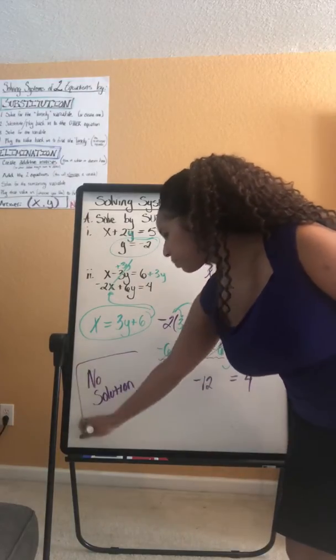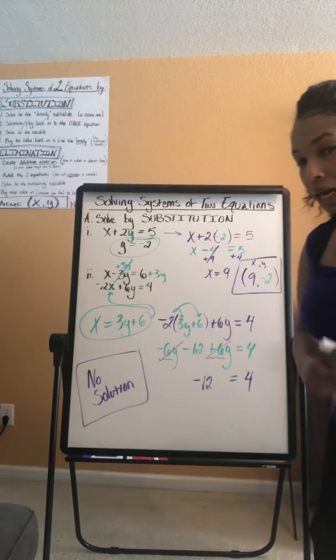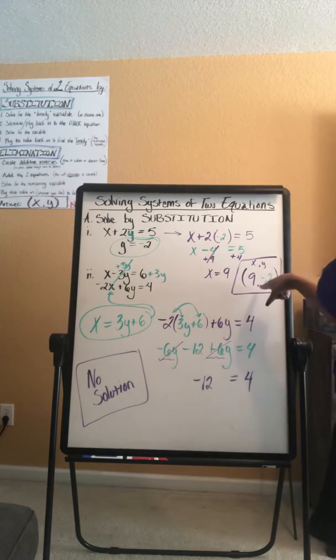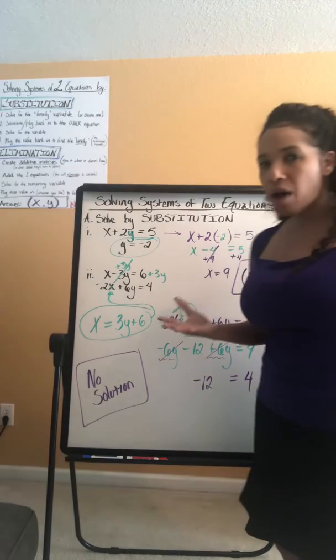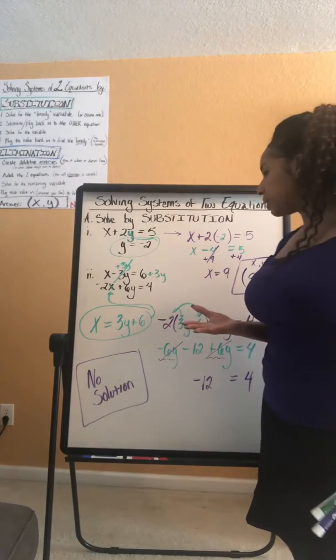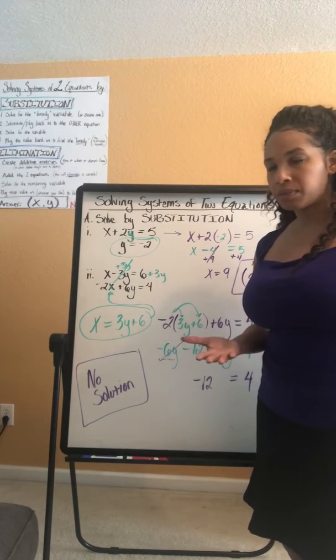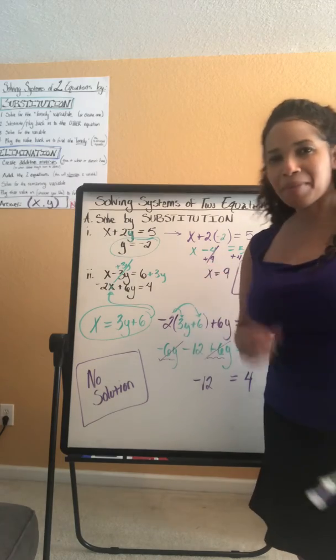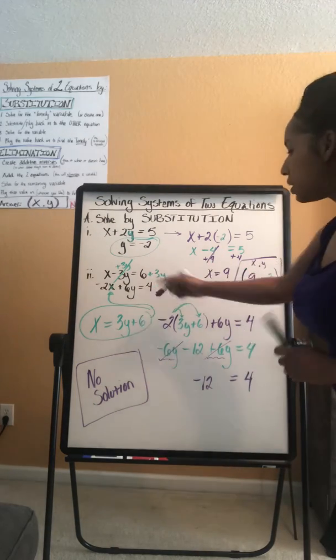No solution. Well, how could that be? These are two lines. I was supposed to find the place where they crossed. How can two lines not cross? They're parallel. These two lines are parallel.